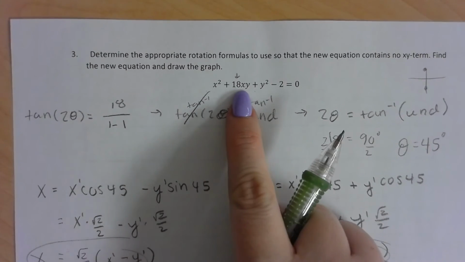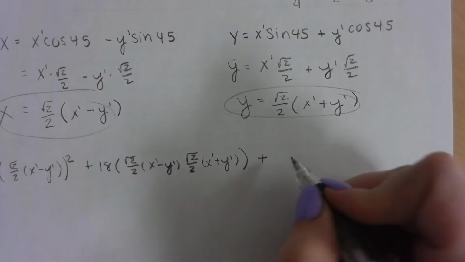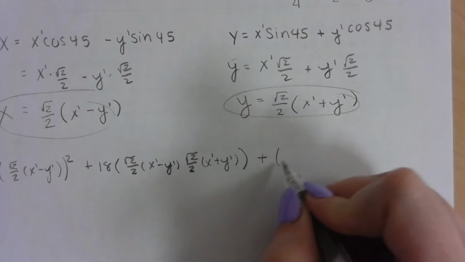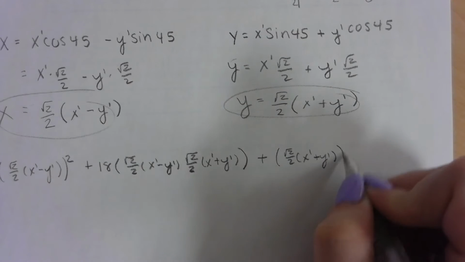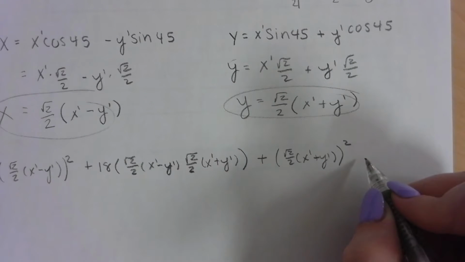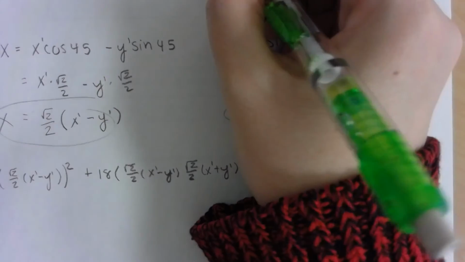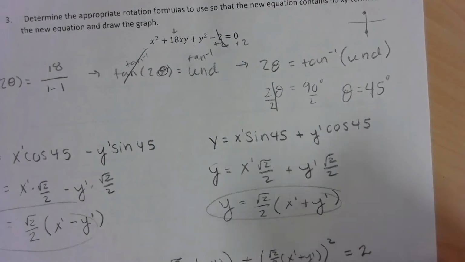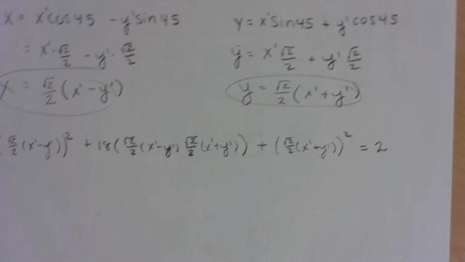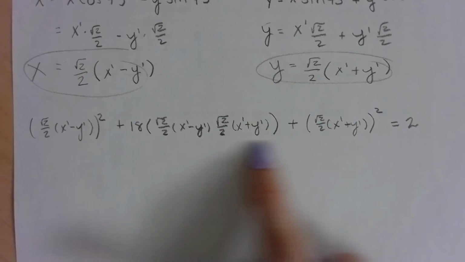So we did the x squared, the 18xy, now we've got y squared. So plus y squared would be root 2 over 2 x prime plus y prime squared. And then we're going to move the 2 to the other side, so we're going to add 2 to the other side. So equals 2.